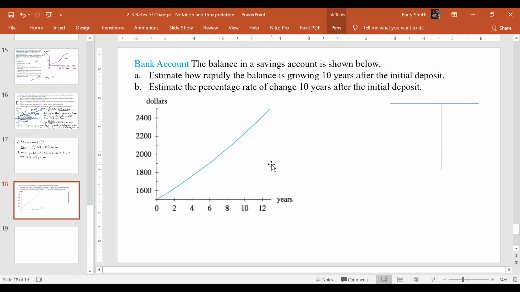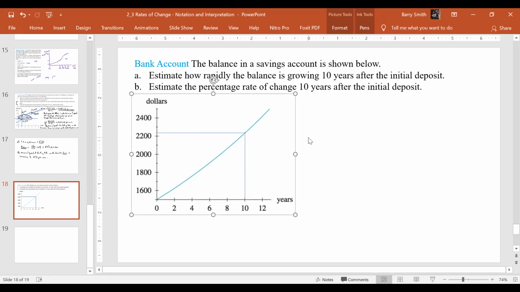All right, what about this last one here? So we have a balance in a savings account as shown below. Estimate how rapidly the balance is growing 10 years after the initial deposit. Estimate the percent rate of change 10 years after the initial deposit. All right, so let's go where 10 years is. Okay, just barely long enough, that works, and barely long enough here too. All right, so I'm going to say that's good enough.